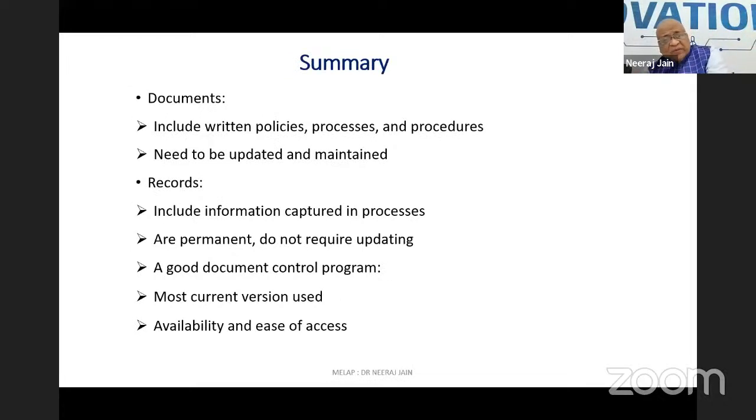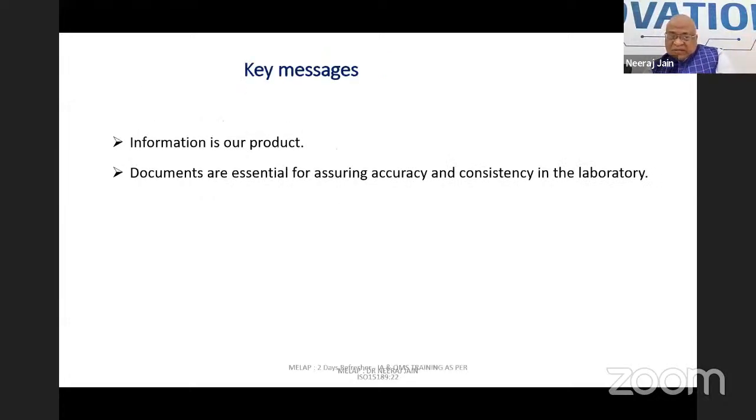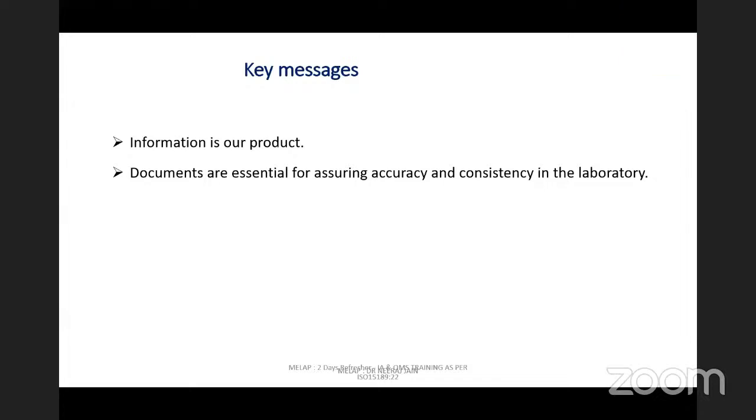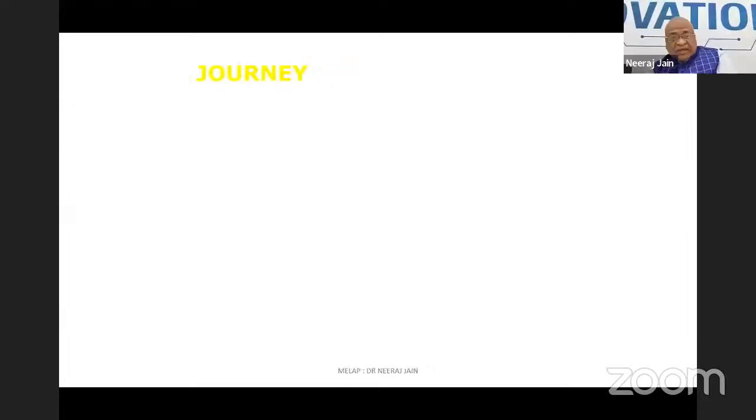All these written policies and procedures are documents, and they need to be updated and maintained. Records, the information captured in the process, do not require updating. We need a good document control program, using only the most current versions. And these documents shall be available to laboratory people so that they can read and understand them. So they shall be accessible to them. See, information is our product. We are providing information. Documents are essential for stability and consistency in the laboratory.